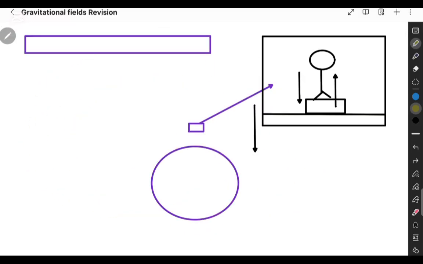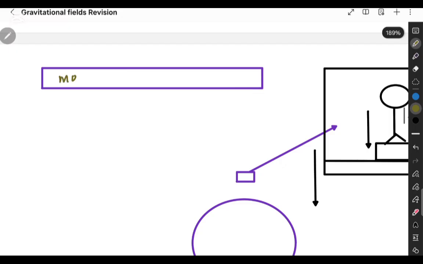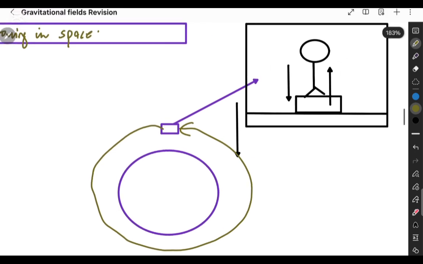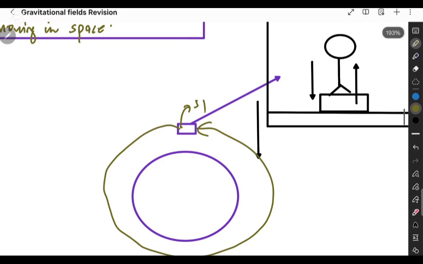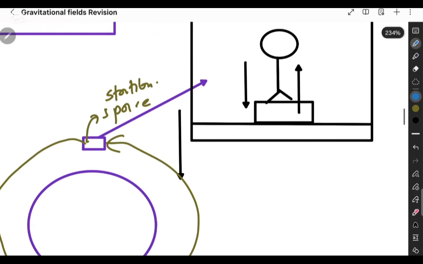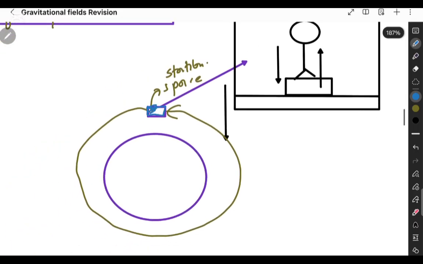Now we're going to be talking about moving in space. When an object is moving like this in a circular motion, let's say this is a satellite or a space station. Usually astronauts are floating in space, and the reason for that is because this space station is actually in free fall. So it's kind of like falling down. But the reason it doesn't fall into Earth is because it's also having this circular motion, this velocity it has.